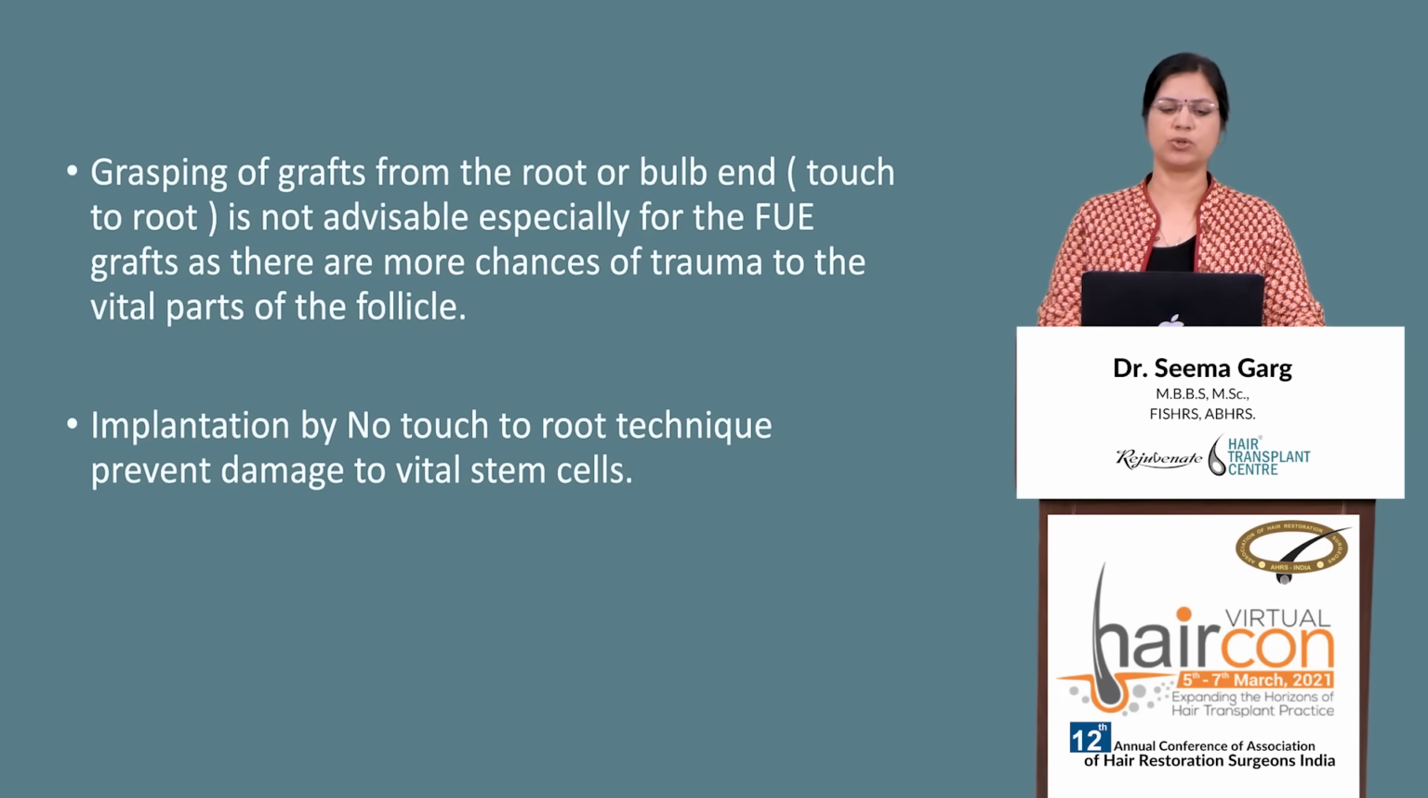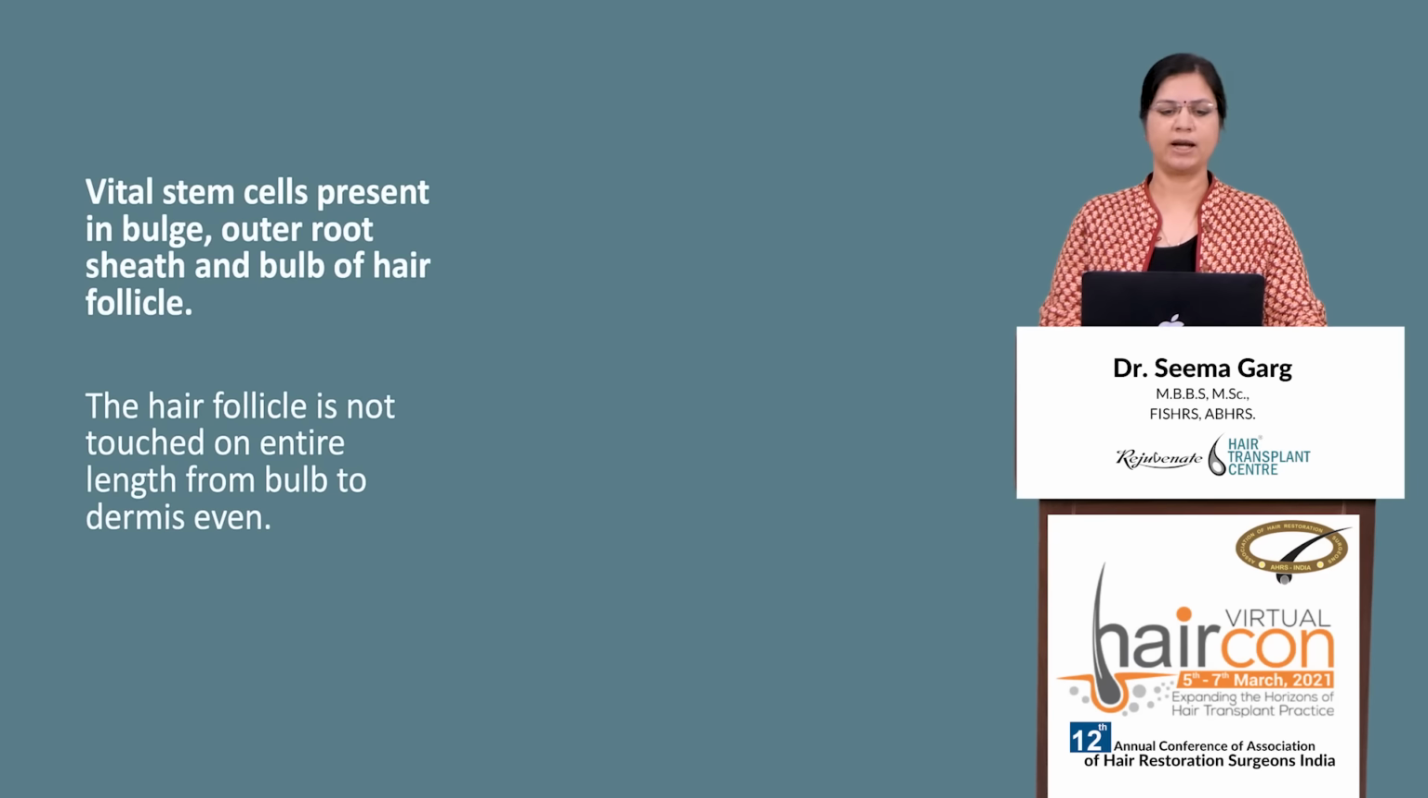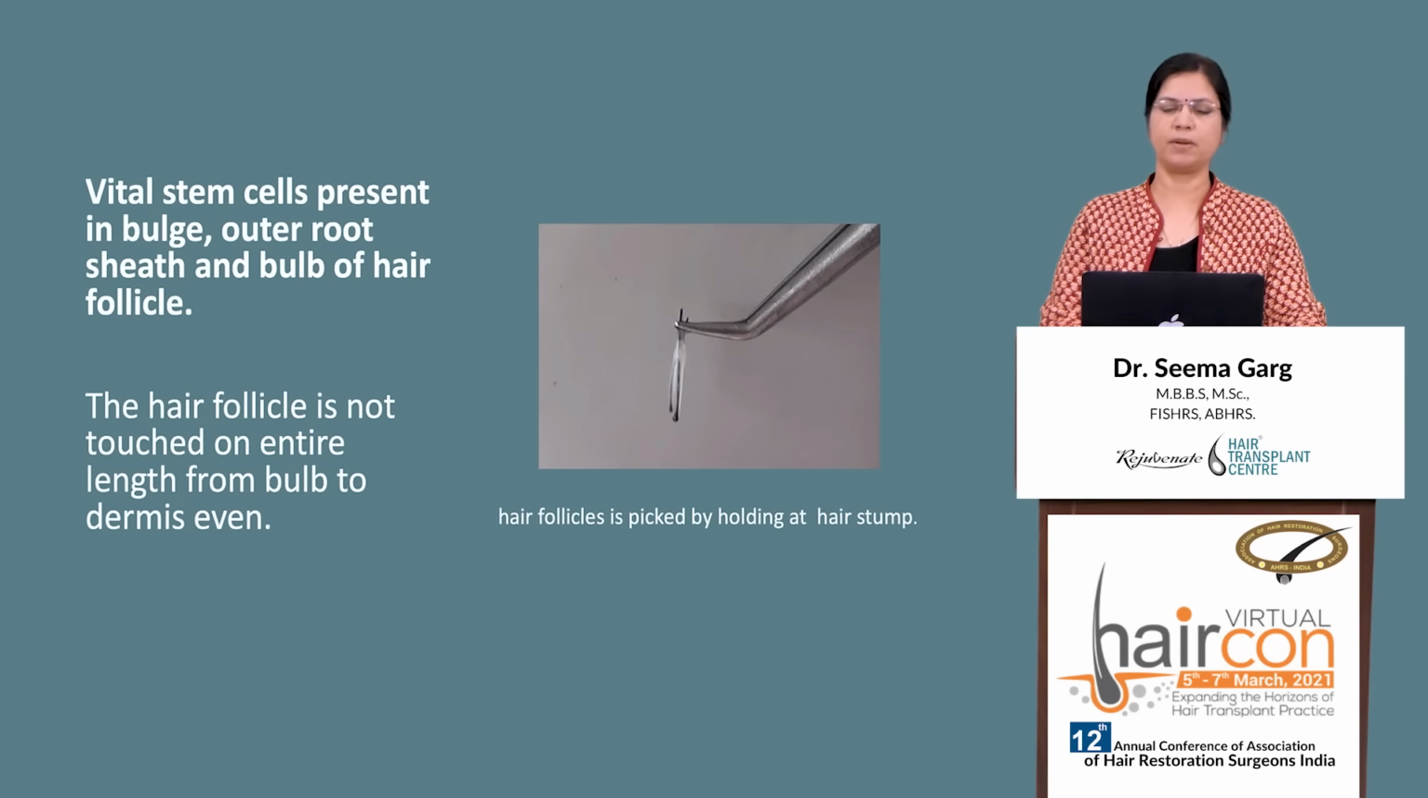Implantation by no touch to root technique prevents damage to vital stem cells. Vital stem cells are present in the bulge, outer root sheath and bulb of the follicle. And in no touch to root technique, the hair follicle is not touched on its entire length from bulb to even dermis. So, the hair follicle is picked up by holding its hair stump.